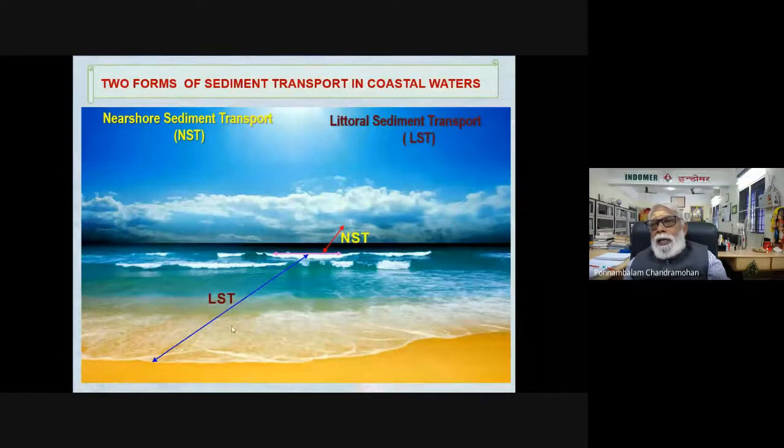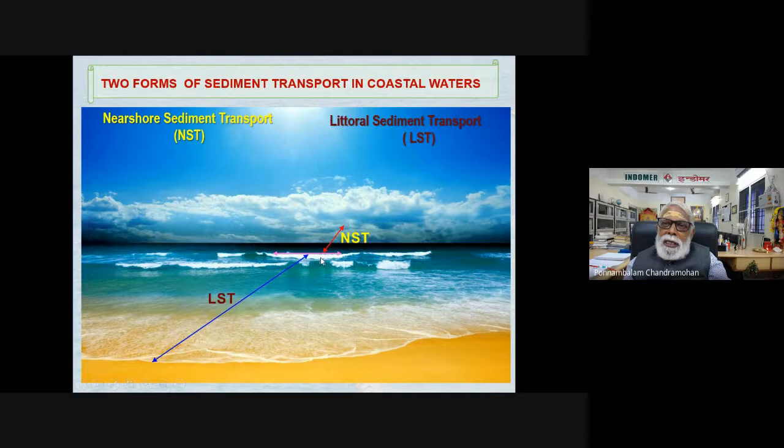And what is this littoral drift? Here is a coastline, a beach, and here waves are breaking. If you go to Chennai Marina Beach, you can see waves breaking about 80 meters from the beach. Whatever sediment moves beyond the wave breaking zone, the volume will be relatively less. That is called near shore sediment transport.